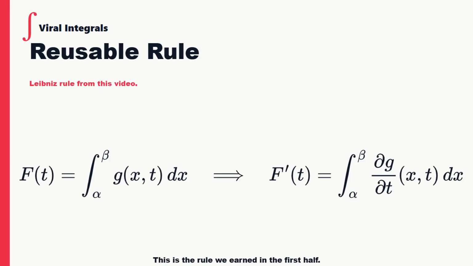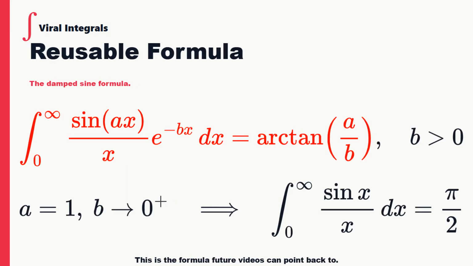So in this video, we have derived a reusable rule called the Leibniz rule for differentiation under the integral sign. And later videos will be using this without deriving it again. And another useful result we got from this video is the damped sine formula. Our original Dirichlet integral comes from letting a equal 1 and letting b approach 0 from the positive side. But we can plug in any numbers we want. So this is a perfectly good reusable formula.